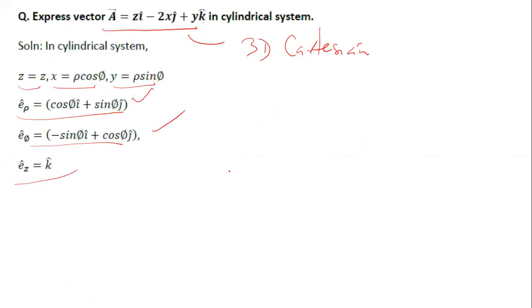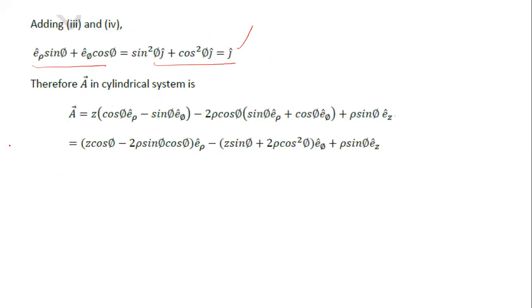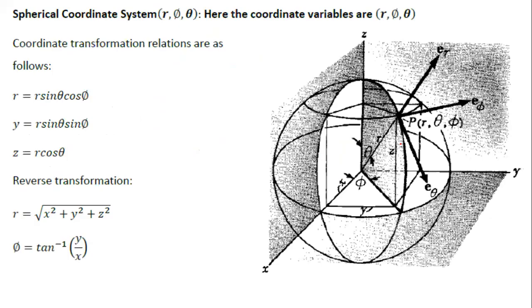If you put all these things in this particular expression after putting Z as Z, X as rho cos phi, Y as rho sine phi, and actually your K cap is equal to Ez cap, and you rearrange it, then this is what you're going to get. So this is the vector field in cylindrical coordinate systems. The unit vectors are E rho, E phi, and Ez here. So it's quite simple, and I will discuss the spherical coordinate system.